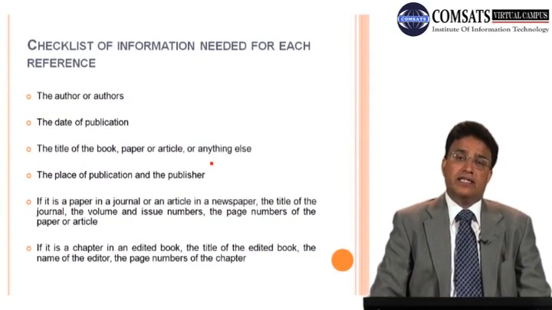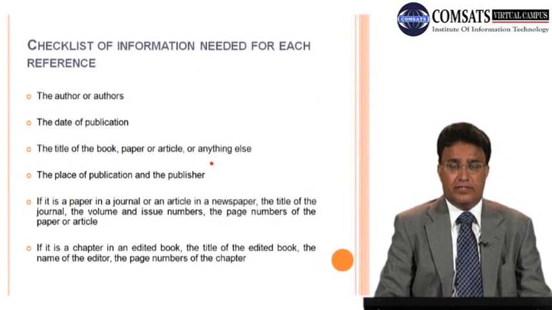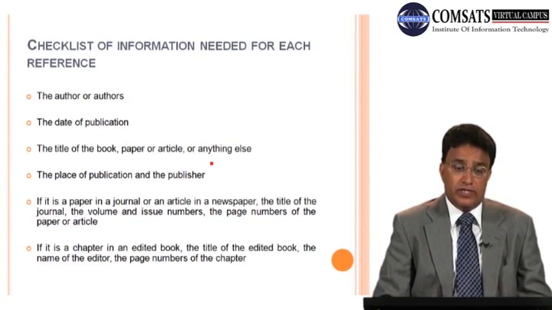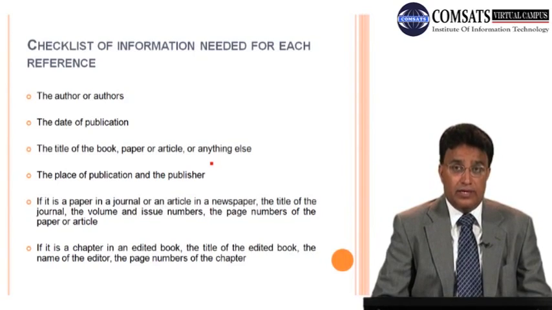So here is a checklist of information needed for each reference, each book, research article, or lecture you want to refer to. What is the most important information you need in a reference? The author or authors, if there are more than one, the date of publication, the title of the book or the title of the paper or research article, the place of publication, and the publisher who published it.